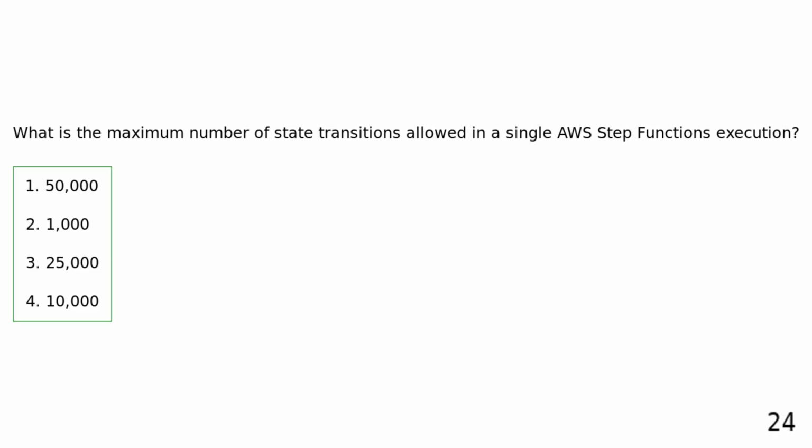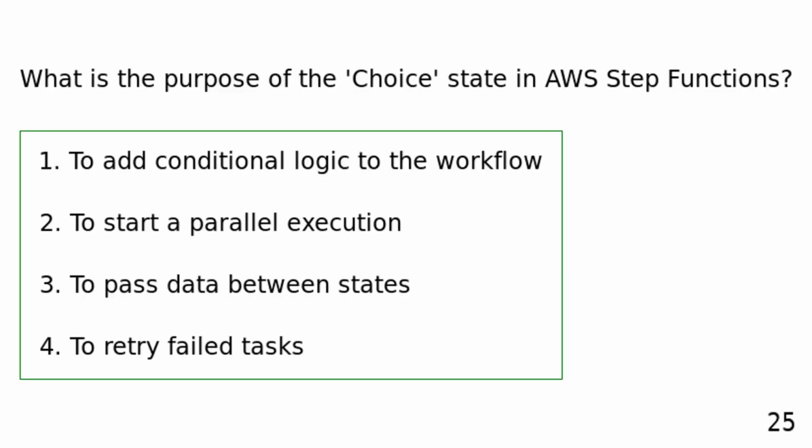What is the maximum number of state transitions allowed in a single AWS Step Function's execution? 50,000. 1,000. 25,000. 10,000. AWS Step Functions allows a maximum of 25,000 state transitions in a single execution, providing ample room for complex workflows without hitting limits.